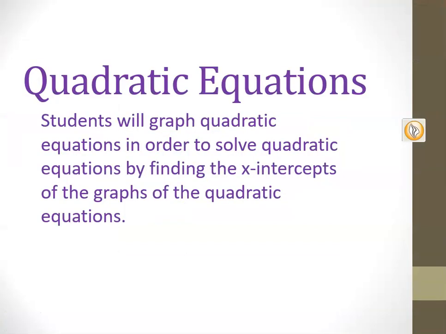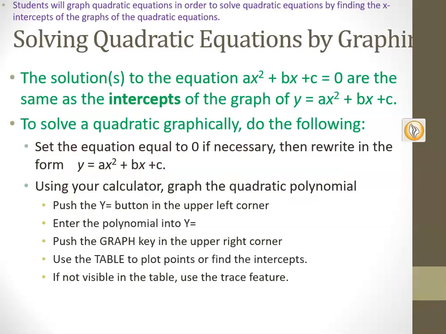Okay, today we're going to solve quadratic equations the third and final way, which is to solve by graphing. So what we're going to do is graph the quadratic equations to solve them by finding x-intercepts. Solutions to the equation ax squared plus bx plus c equals 0 are the same as the intercepts of the graph of y equals ax squared plus bx plus c.